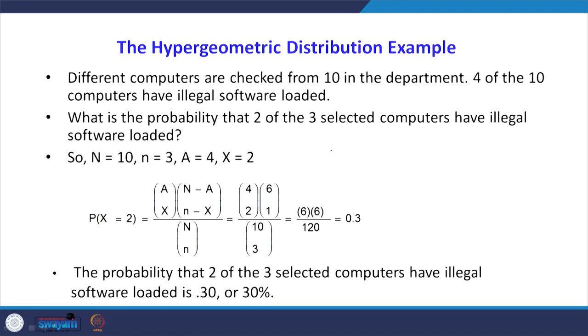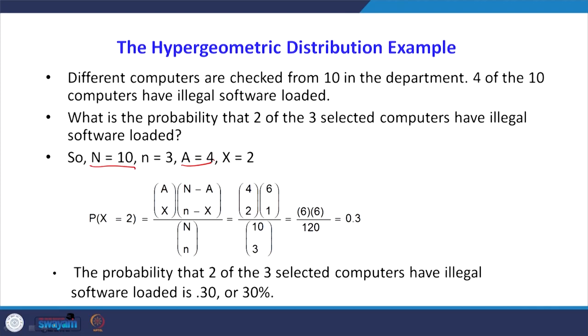Different computers are checked from 10 in the department. 4 out of 10 computers have illegal software loaded. What is the probability that 2 of the 3 selected computers will have illegal software loaded? By looking at the problem, we can see that it is a finite population. Whenever there is a finite population, we should think of hypergeometric distribution. So, capital N is given, that is your population size, 10. Capital A is 4, because we know 4 out of 10 computers have illegal software, so A equal to 4.